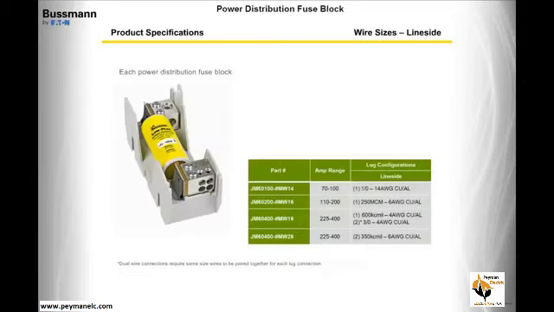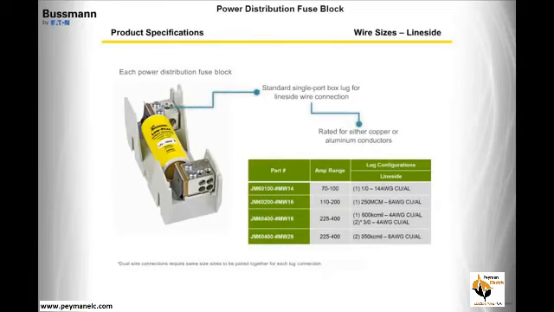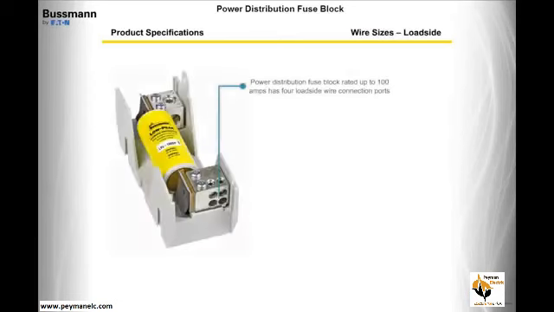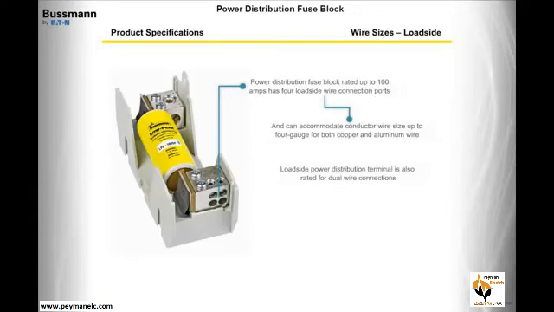Each power distribution fuse block has a standard single-port box lug for the line side wire connection, rated for either copper or aluminum conductors. The power distribution fuse block rated up to 100 amps has 4 load side wire connection ports and can accommodate a conductor wire size up to 4 gauge for both copper and aluminum wire. The load side power distribution terminal is also rated for dual wire connections, allowing for 2 of the same size wires to be connected into each port for up to 10 gauge wires, for a total of 8 potential load side connections.